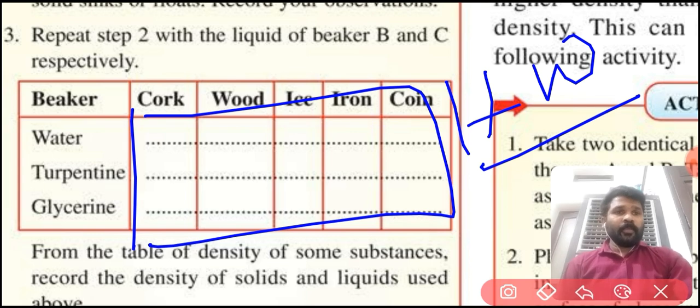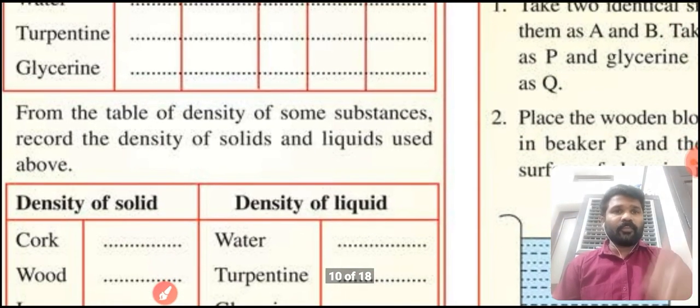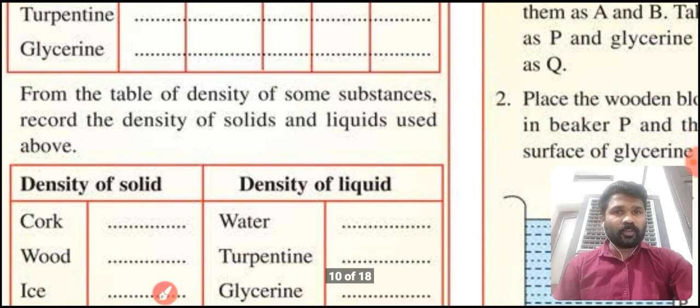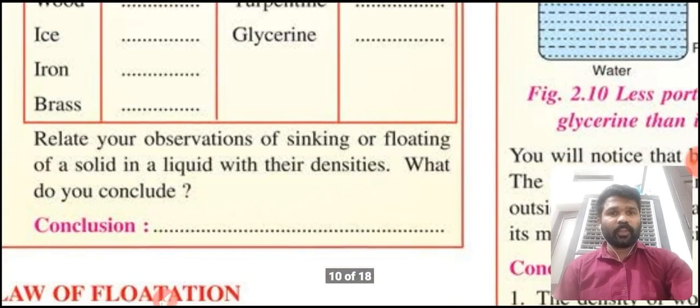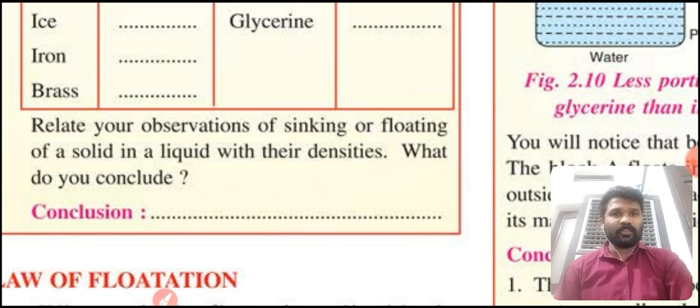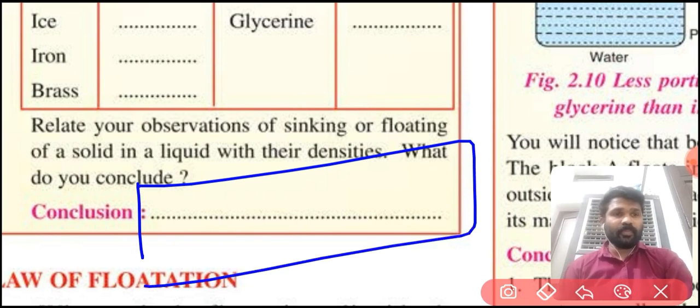From the table of density of some substances, record the density of solids and liquids used above. Here also you can write the density of liquid and density of solid. Relate your observations of sinking or floating of a solid in a liquid with the densities. What do you conclude? This is your project. In the holiday you can do it. And also we will do this activity directly in the class. It's a video class, so it's not possible to do now. You know very well.